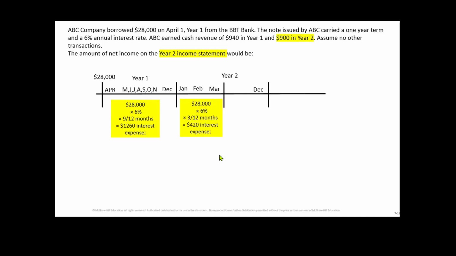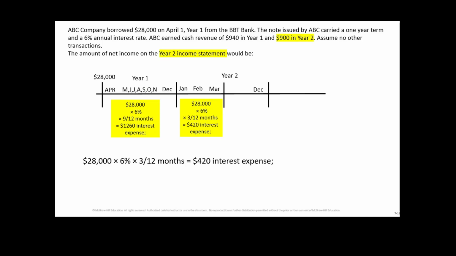In year 2, we had 3 months worth of interest, because remember, this is a 1-year note, and if it started on April the 1st of year 1, it's going to end on March the 31st of year 2. So that's a total of 12 months. Keep that in mind. 9 months in year 1, 3 months in year 2. So all we really care about is what happened in year 2, because we're trying to find year 2 income statement. So 28,000 times 6% times 3/12 is going to be $420 worth of interest expense.